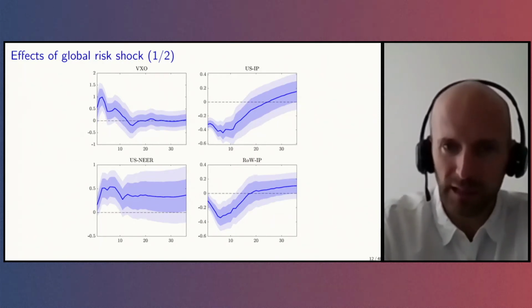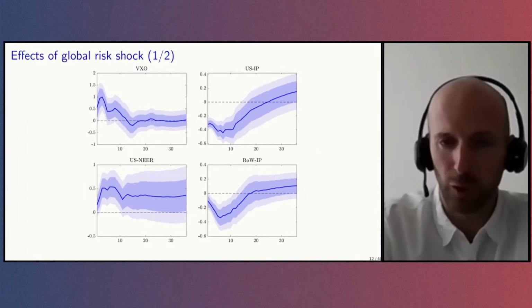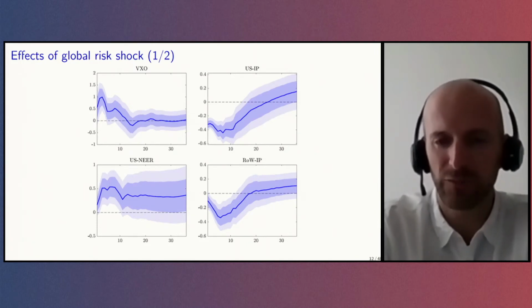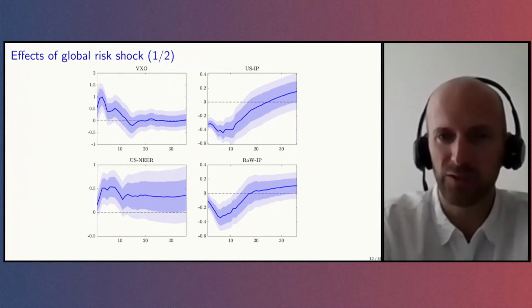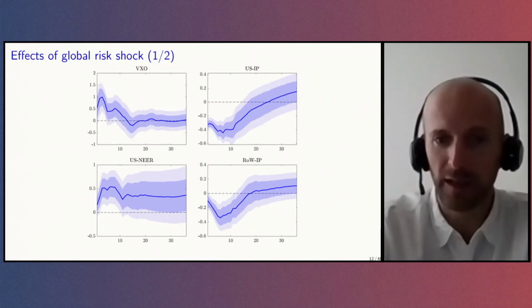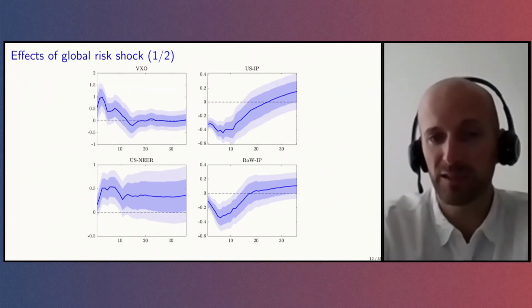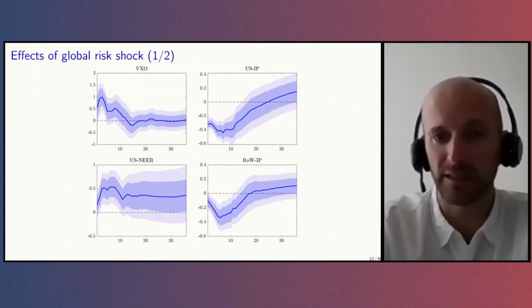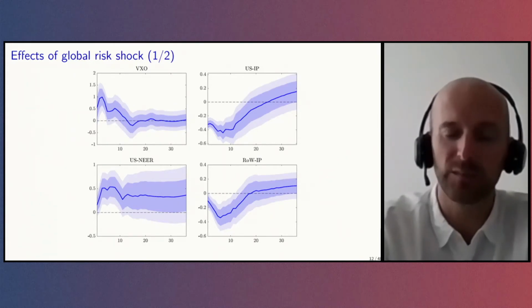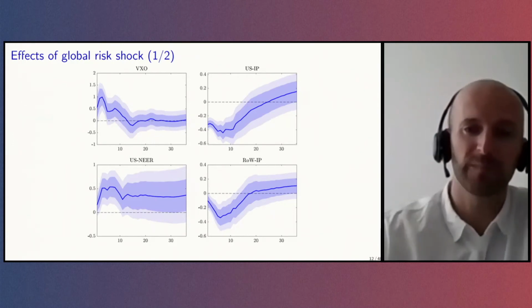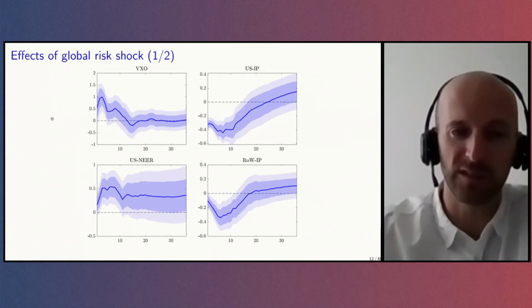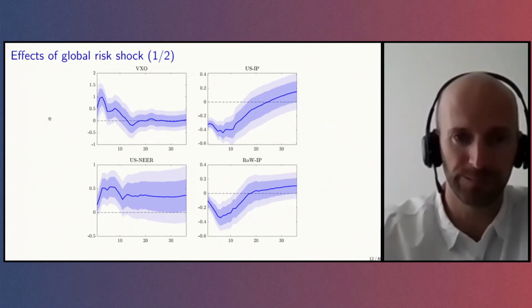In the second column, you see that this global risk shock is globally contractionary. US and rest of the world industrial production both contract. And what's interesting is that US industrial production contracts somewhat more strongly, which turns out to be, however, consistent with theoretical work that highlights that the reserve currency issuer is bearing the brunt of safety shocks. So that's not something that's inconsistent intuitively.